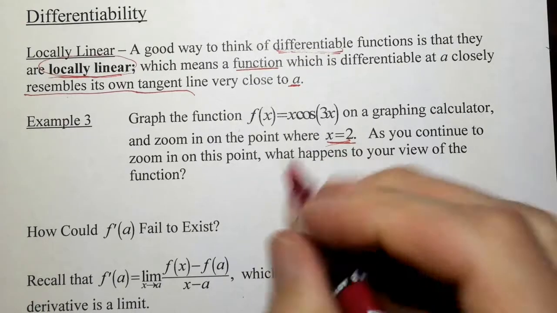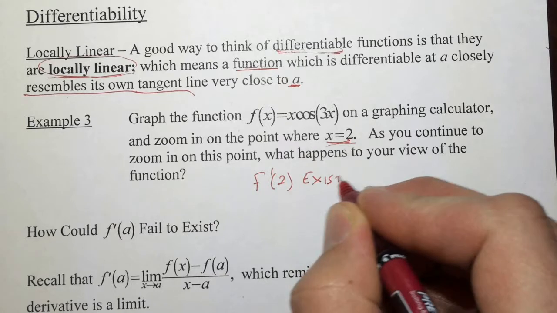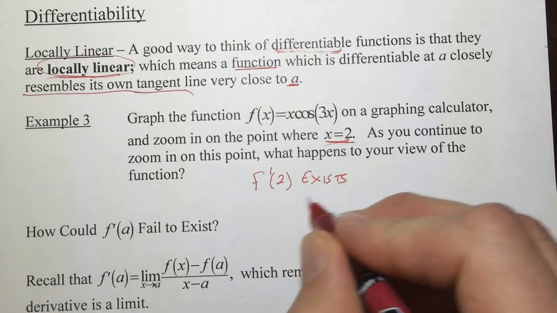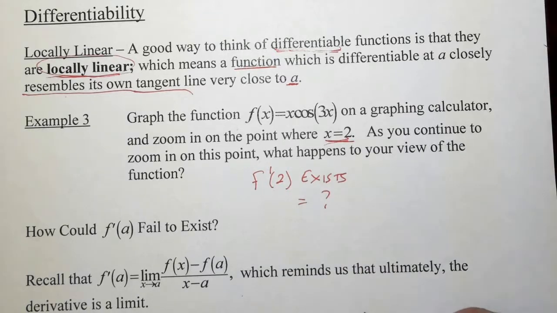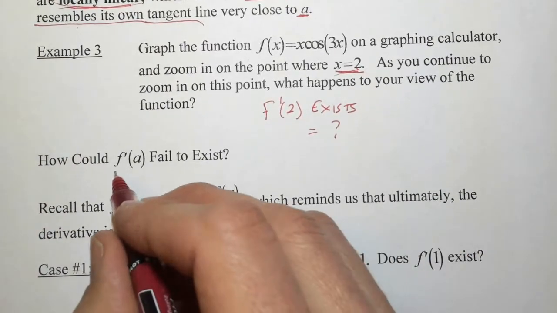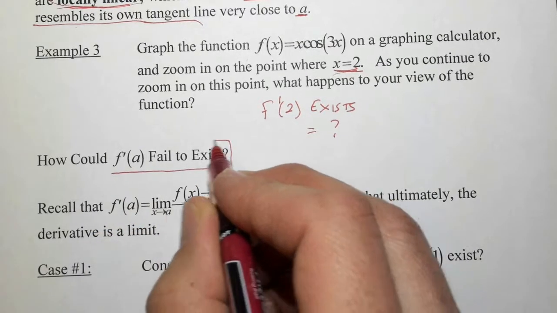And that means that basically f prime of 2 exists. That's what we were able to show with our graphing calculator. Now, we don't know what it's equal to yet, but we do know that it exists. At the moment, what we're trying to look at is what are situations where the derivative may not exist.